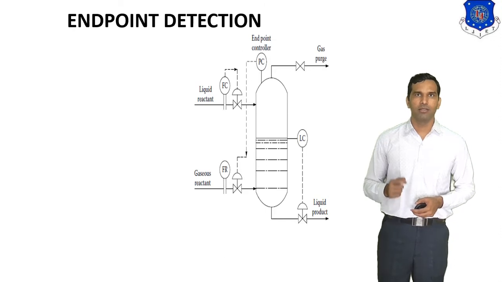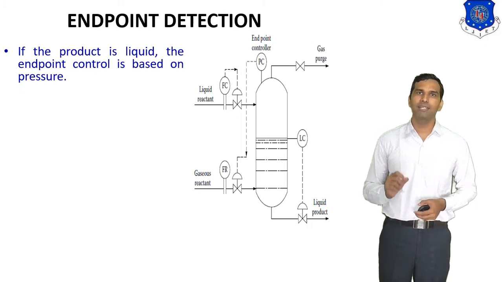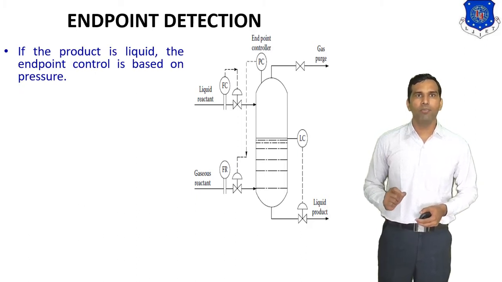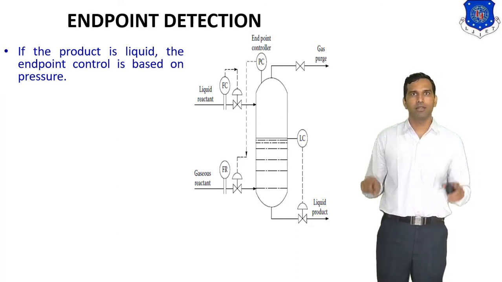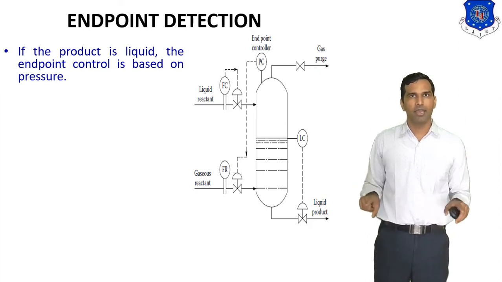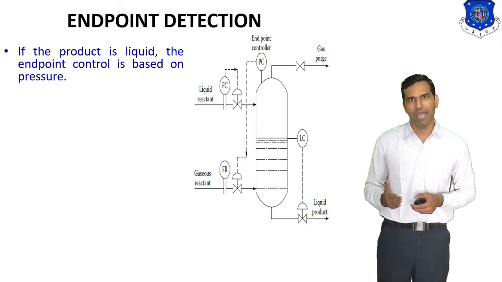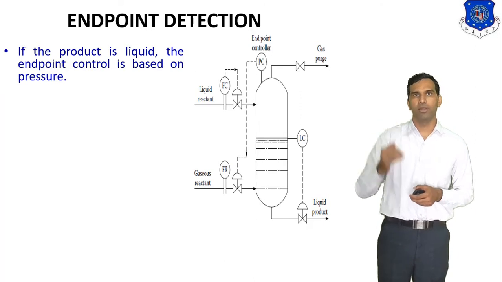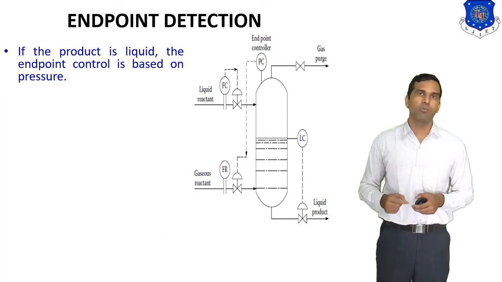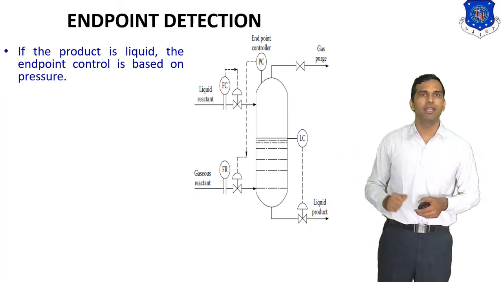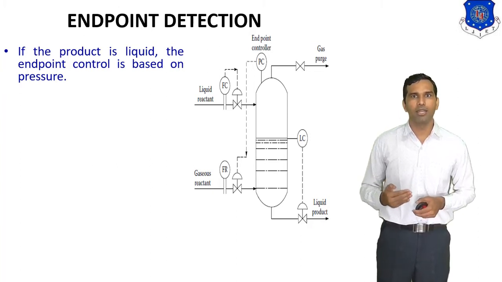Now we understand this with the help of this figure. If the product is liquid, the endpoint control is based on pressure. See here, this is one reactor. In this, we give two reactants, one in the form of gas and the second in the form of liquid. The upper portion indicates the liquid reactant, and the lower portion indicates the gas reactant, and we get the product in the form of liquid.